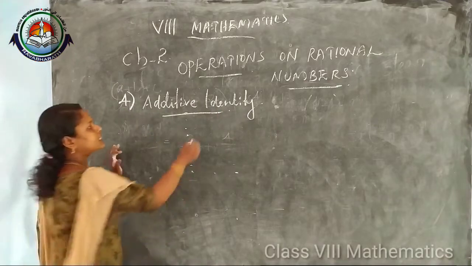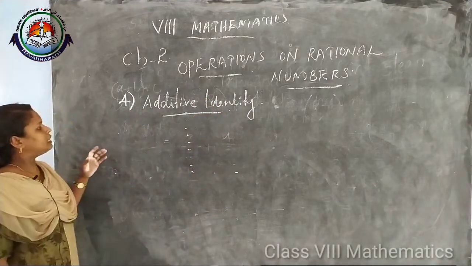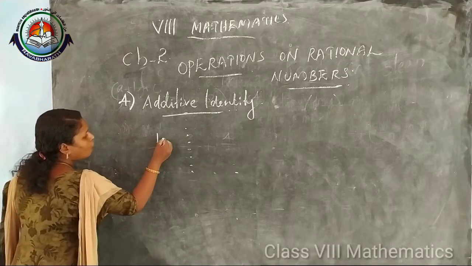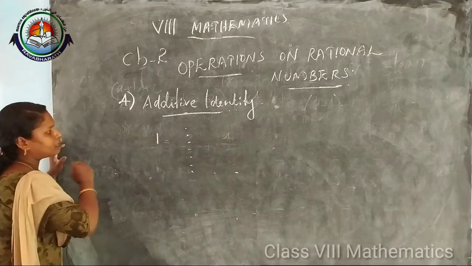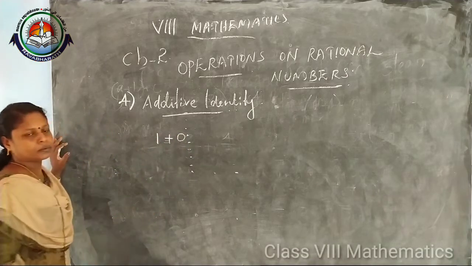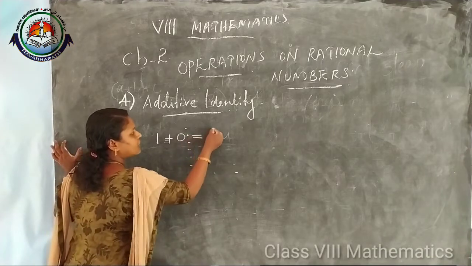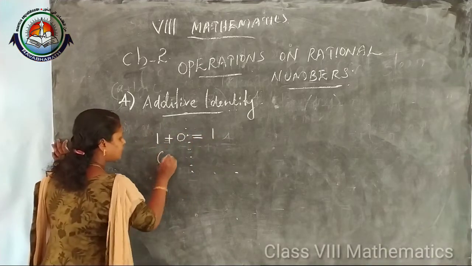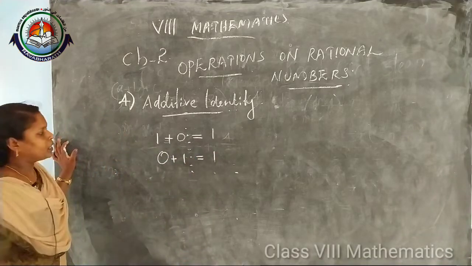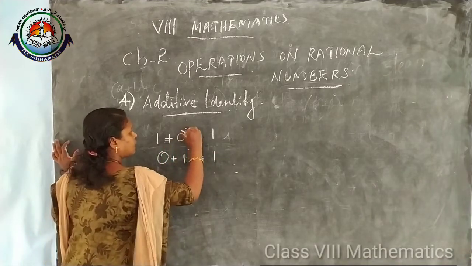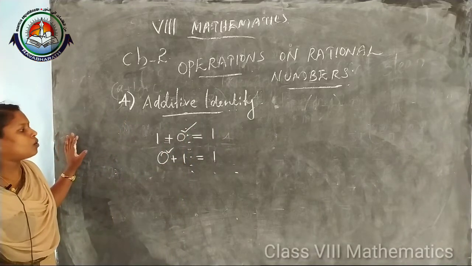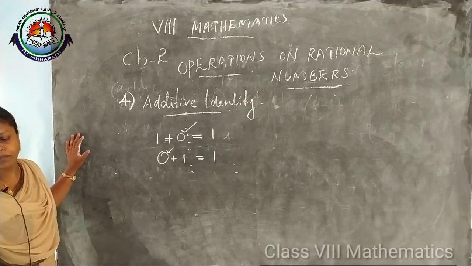Additive identity. What is identity? Listen, additive identity of natural numbers: 1 is a natural number, and if we add 1 plus 0, our answer is 1 itself, and 0 plus 1 is also equal to 1. So we will say 0 is the additive identity of natural numbers.